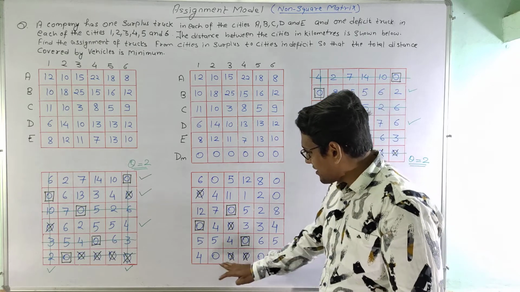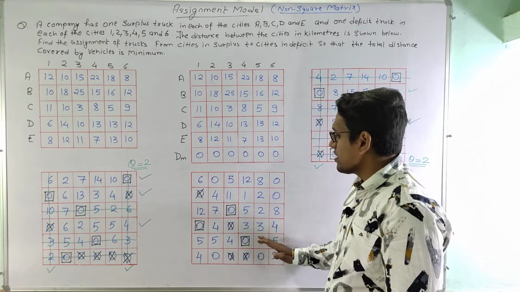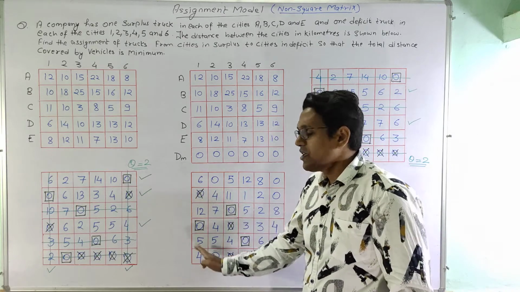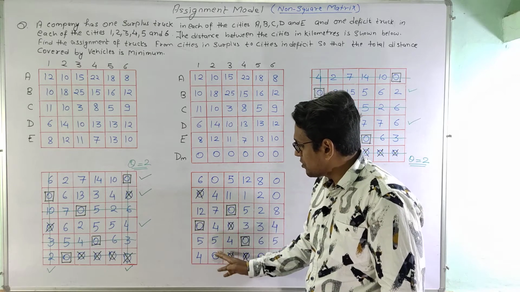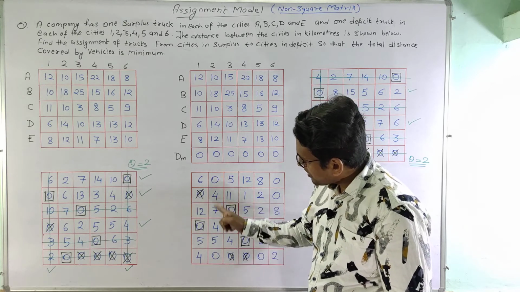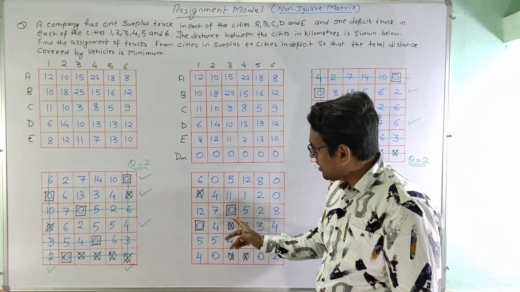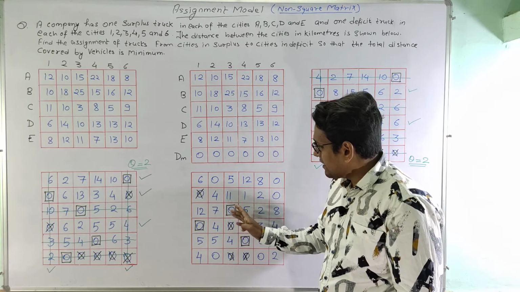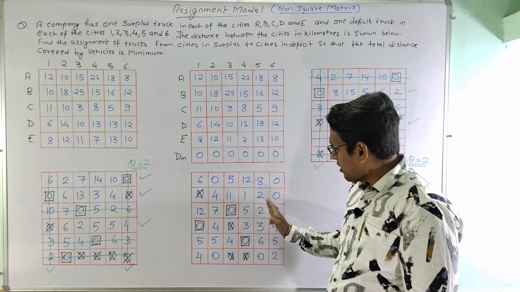So this 0 will also be crossed out. Now moving on to row 6, we have more than 1 0. So we will skip this and we will start moving column wise. Column 1 has been assigned, so we will move to column 2. In column 2 we have more than 1 assignable 0, so we will move to column 3. Column 3 has been assigned, so we will move to column 4. Column 4 is also assigned. We will move to column 5.